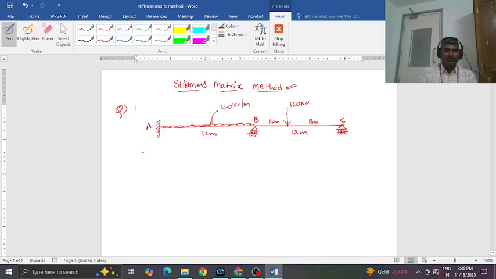So first of all, you estimate what is the kinematic indeterminacy of the given problem. For this given continuous beam, what is the kinematic indeterminacy value? This will decide your unknowns, your matrix size, your number of equilibrium equations, all those. So this is very crucial. Just count the number of independent displacements present in the structure.